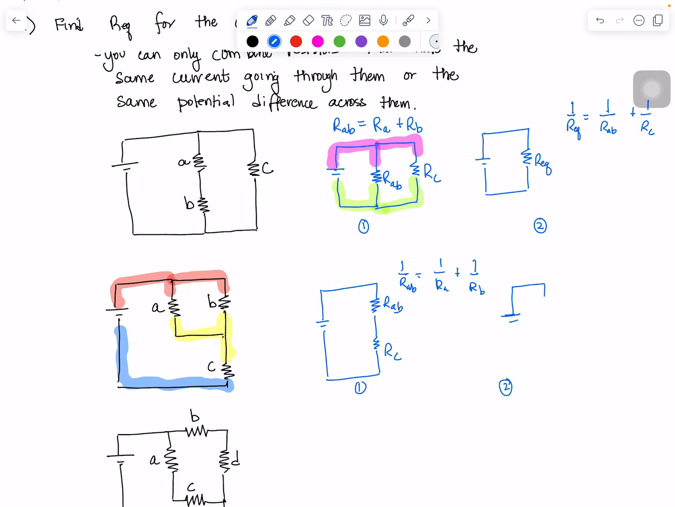And so I'm going to have my REQ, and REQ is going to be equal to RAB plus RC. And now, just to make sure that we are all on the same page, this RAB is the same as that RAB. So, all right.